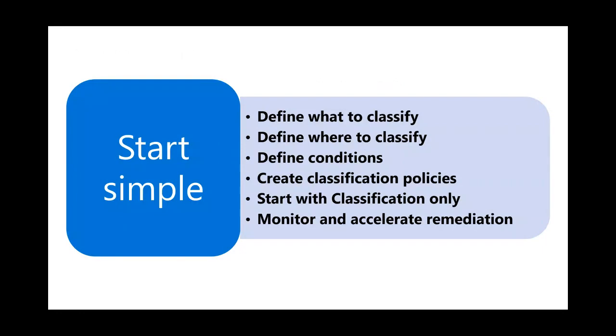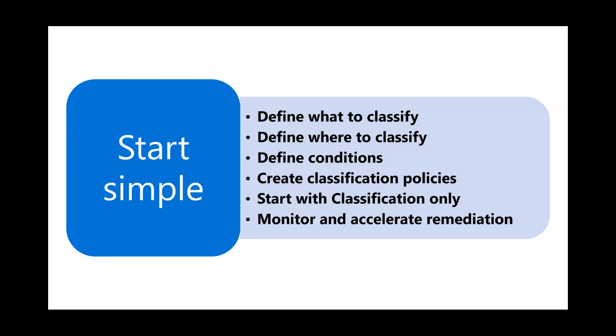So how can I start classification and implementation? Start simply by defining what you need to classify. Where are the sources you need to classify? I have some sources in emails, some in SharePoint, and file shares. Define the conditions based on which I'm going to classify. What are the conditions? And then create your policy.